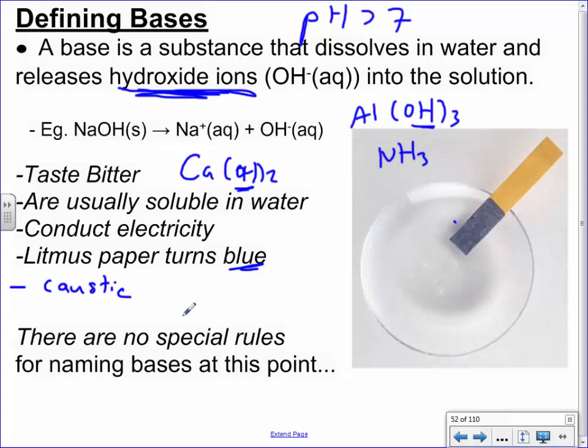So anyways, properties of ionics and covalents, properties of acids and bases. Hopefully now, when you're naming stuff, you know a little bit about what these chemicals would do. Does that make sense?